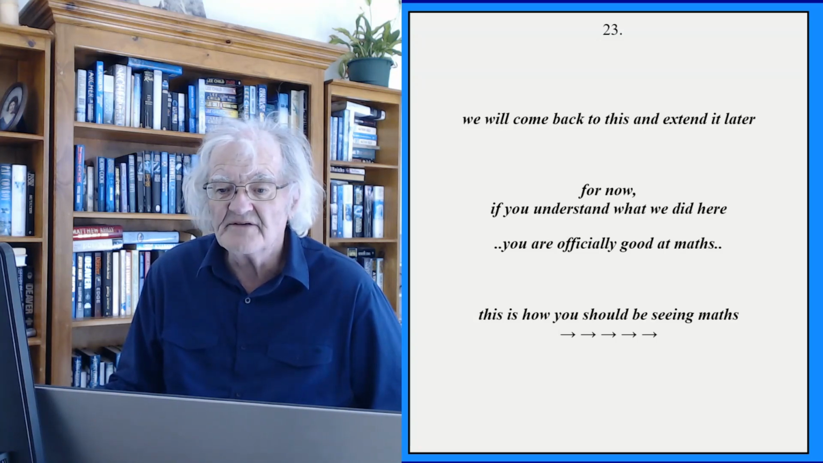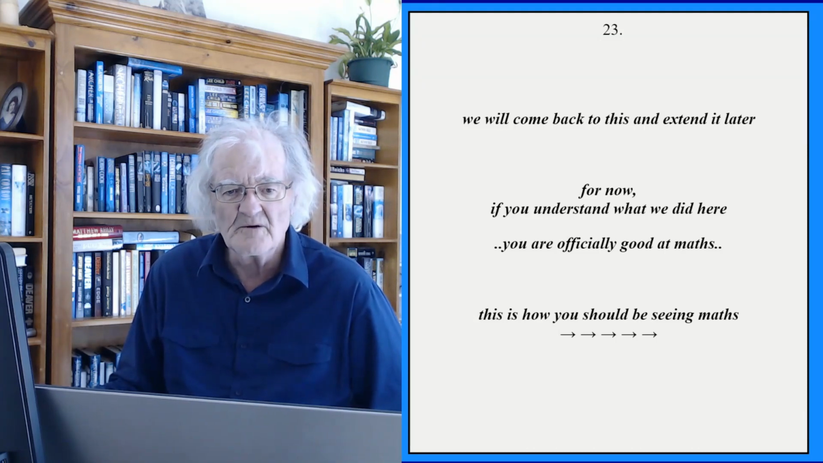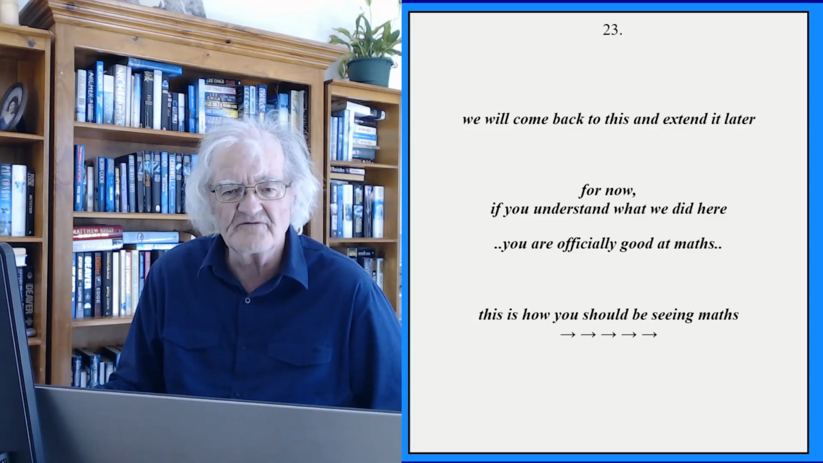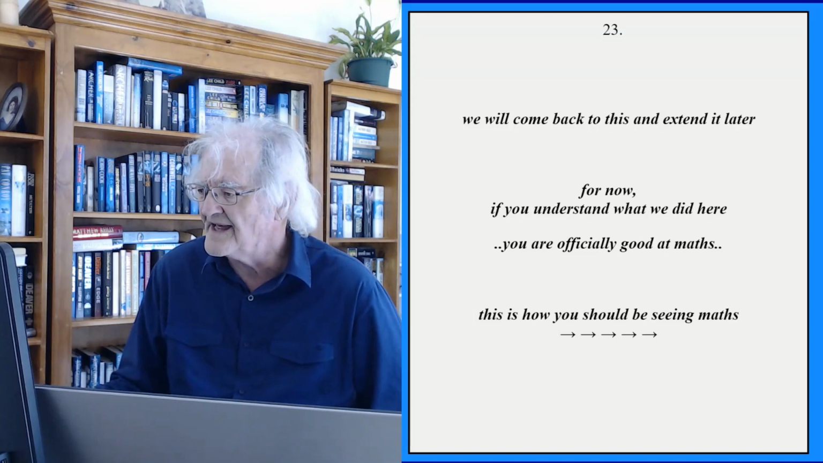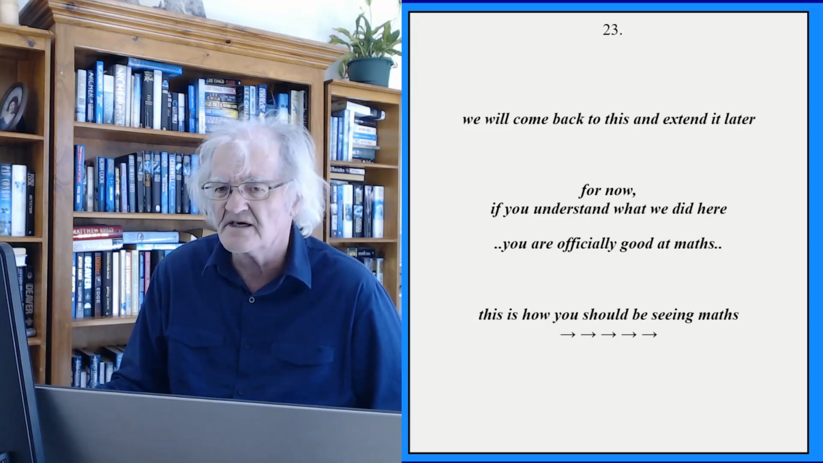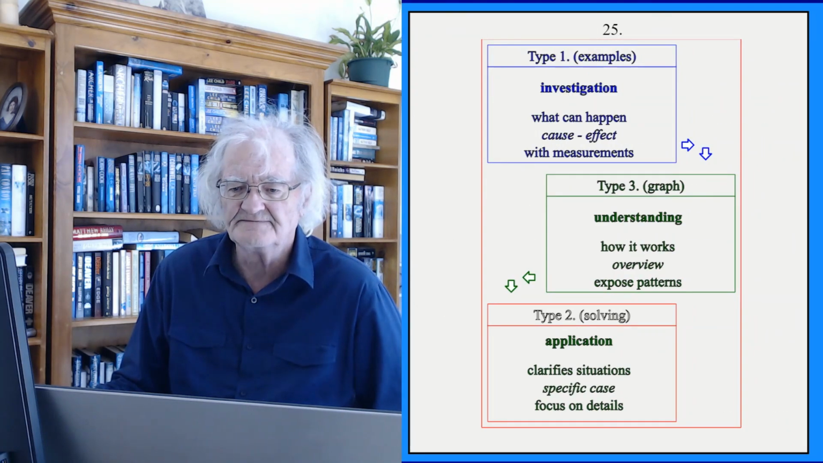For now, if you understand what we did here, you are officially good at maths. Combining it with the previous lesson, we have done some very sophisticated and quite difficult mathematics. But you should see an underlying structure that makes it easy. So this is how we should be seeing maths.